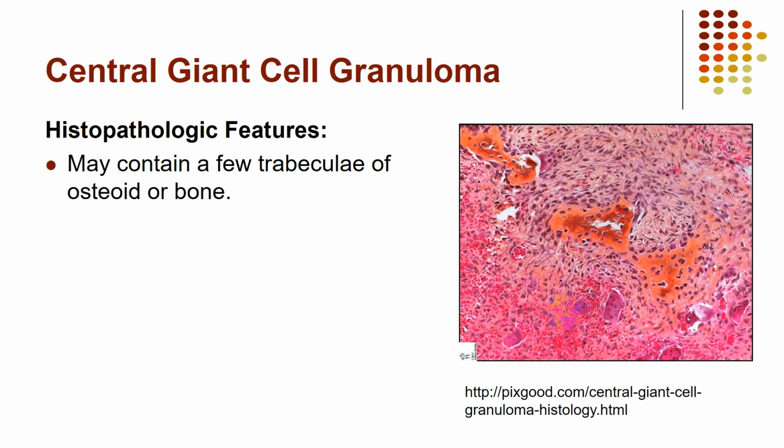We can also identify some trabeculae of bone mixed with this stroma, which is the fibrocollagenous vascular or the fibrovascular stroma mixed with the multinucleated giant cells. These are areas of hemorrhage.